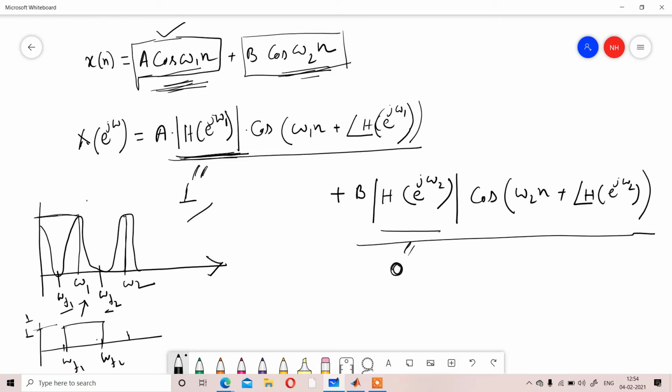Keep in mind, h e to the power j omega 2 will not be 0.